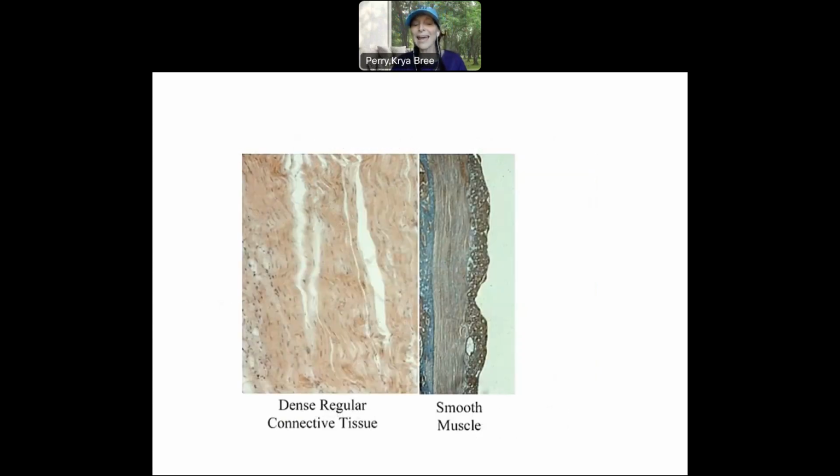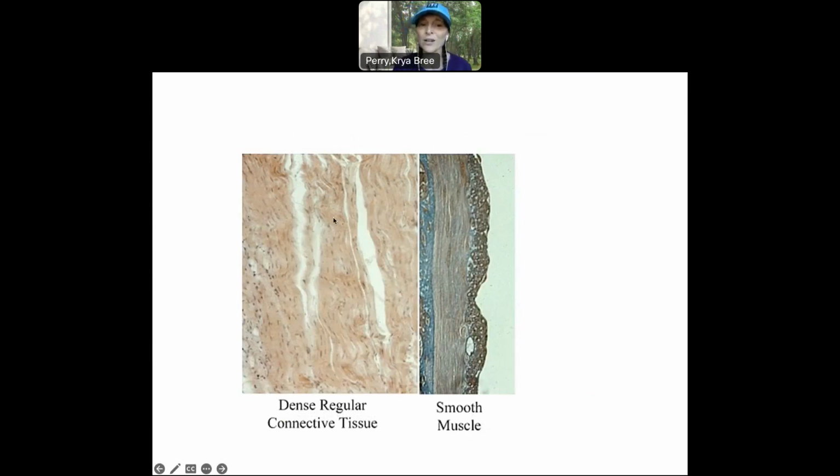Okay, and I put this in here because a lot of people are like, how do I differentiate dense regular connective tissue from smooth muscle? Because they look kind of alike. But when you put them side by side, you're like, oh, no, they don't look anything like each other. Okay, so that's why I put them side by side here.